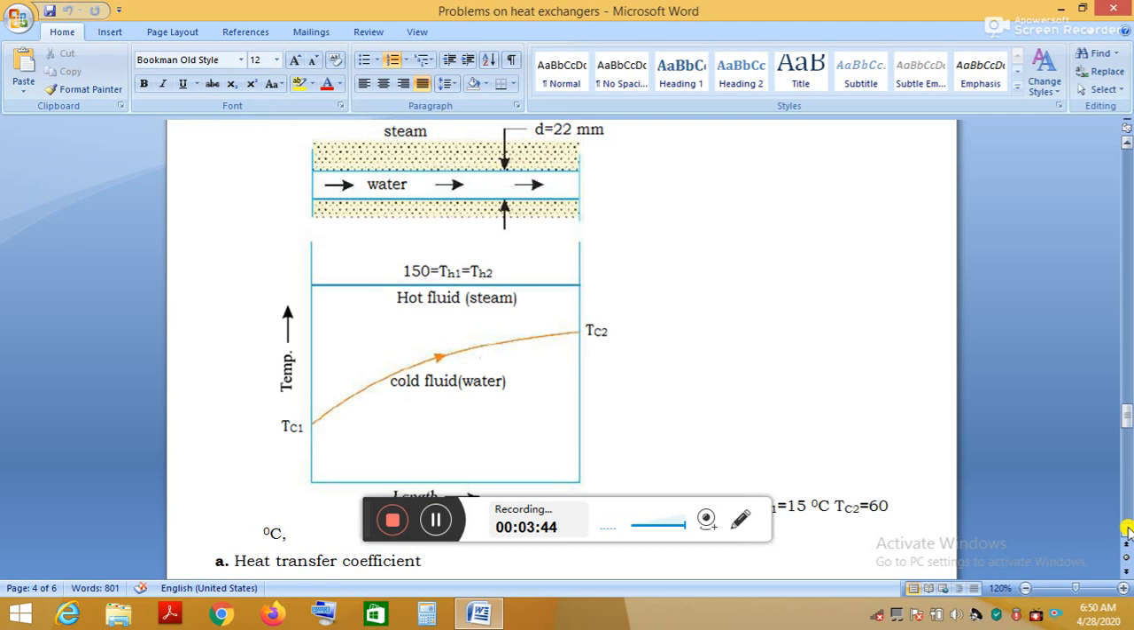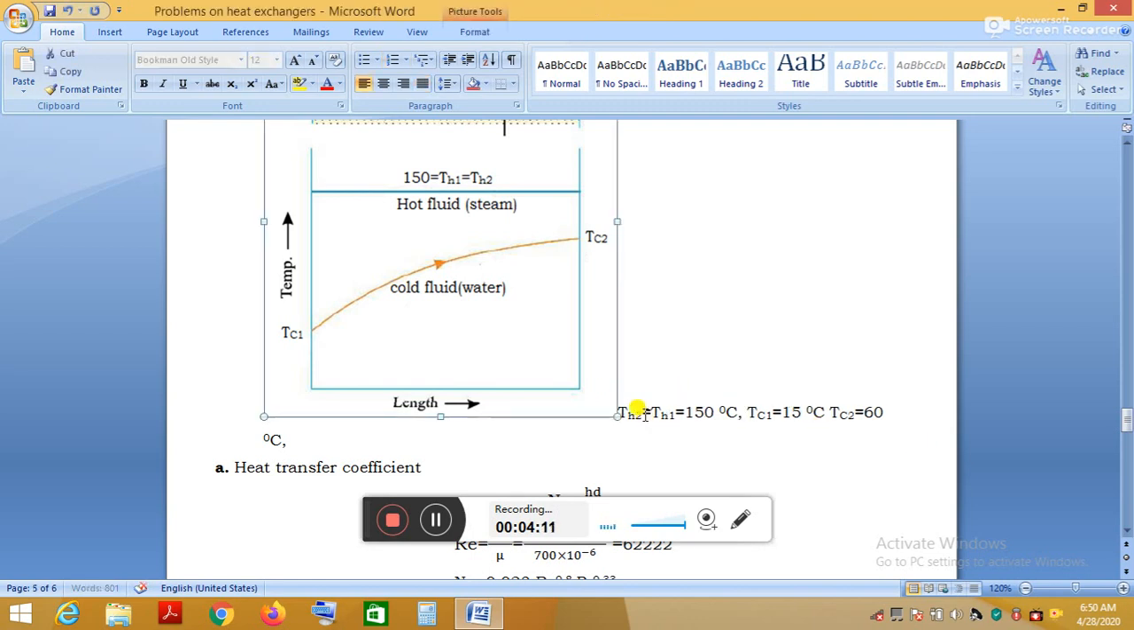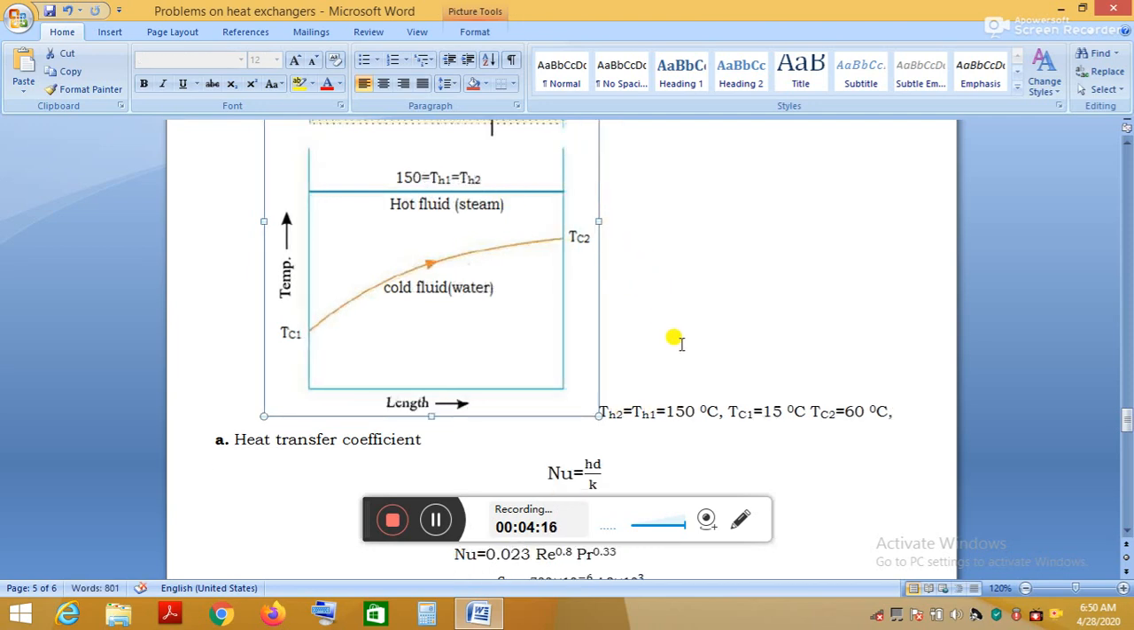The problem is on a condenser. These are the values given. The inlet and outlet temperature of the steam remains constant, TH2 equals TH1 equals 150 degrees Celsius. The water is heating from 15 degrees Celsius to 60 degrees Celsius. The temperature of the cold fluid at the inlet, TC1, is 15 degrees Celsius, and the temperature of the cold fluid at the outlet is 60 degrees Celsius. We are asked to find the heat transfer coefficient value.